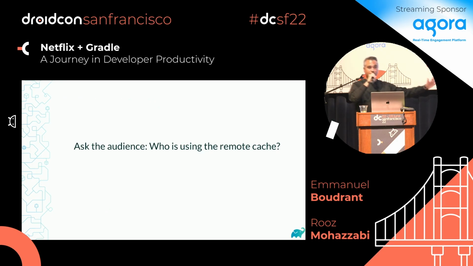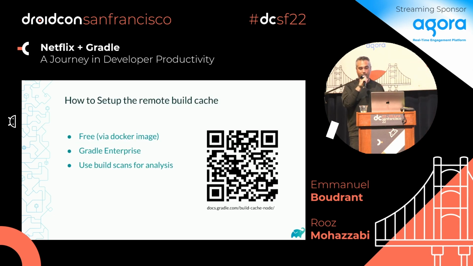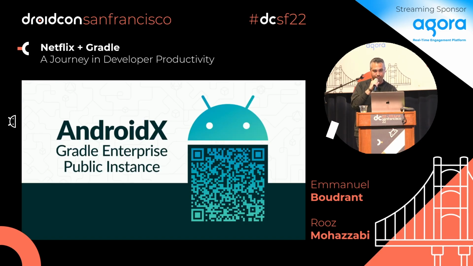All right, who's using the remote shared cache? Anybody here using the remote shared cache? We got a few. Okay, all right. It's really easy to set up, right? There's a free way via a Docker image. You scan this, and it'll take you to that link. It also ships with Gradle Enterprise, right? You can do a free trial of Gradle Enterprise, and you want to use build scans for analysis.